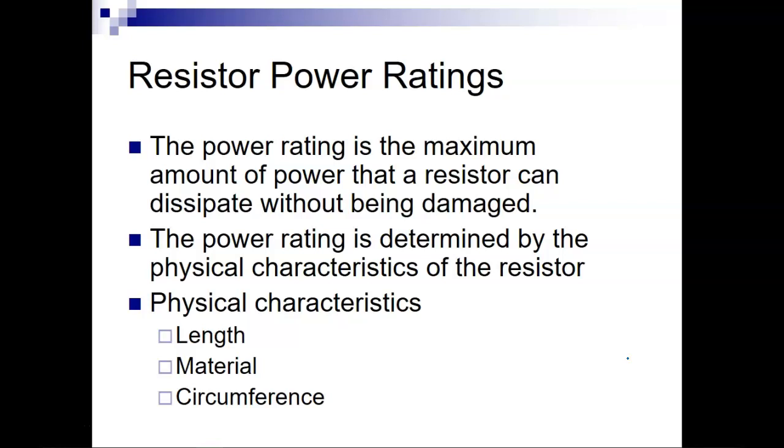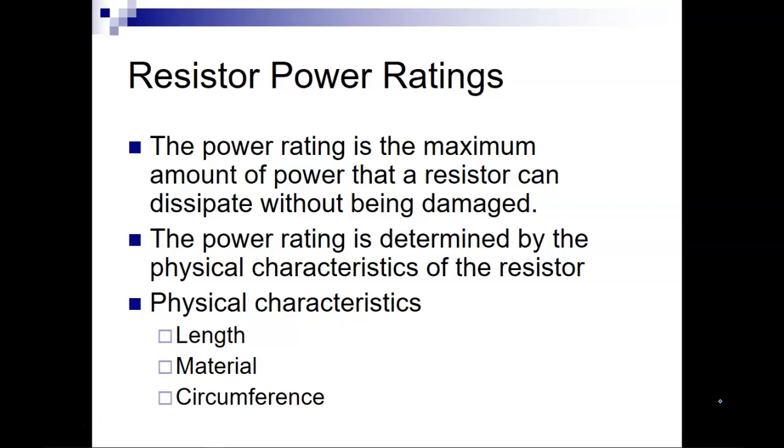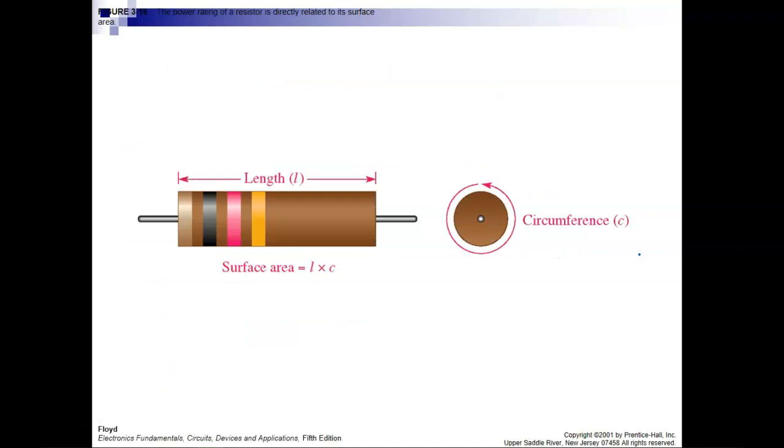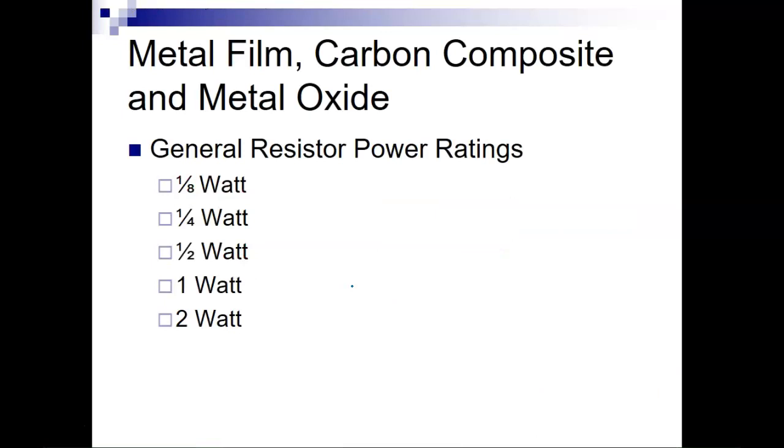Power rating is determined by the physical characteristics of the resistor. The physical characteristics tend to be length, material, and width. So basically size. Some general ratings: we have 1/8 watt, 1/4 watt, 1/2 watt, 1 watt, 2 watt. 1/8 of a watt is basically less than the size of your pinky nail. It's about half the size of your pinky nail.